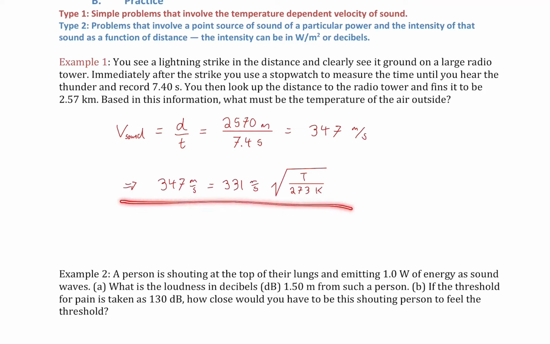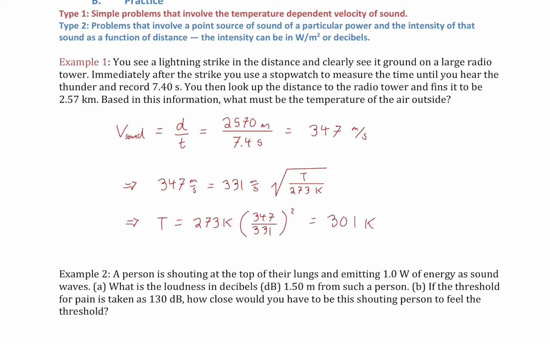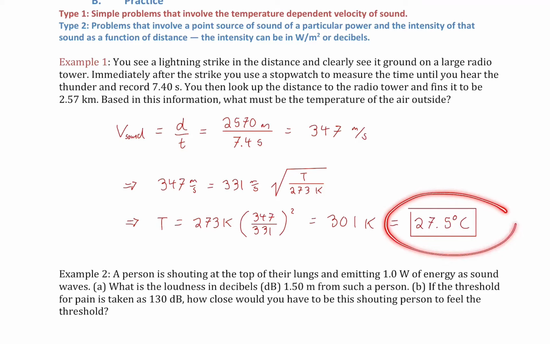So here we'll just write our formula, and we're going to be solving for T. That's going to be our unknown. So we just go ahead and isolate T by taking the ratio of the velocities and then squaring both sides, multiplying by 273 Kelvin, and we get 301 Kelvin, which is 27.5 degrees Celsius. So it's a warm, balmy day, okay? The kind of day you might expect a lightning storm.